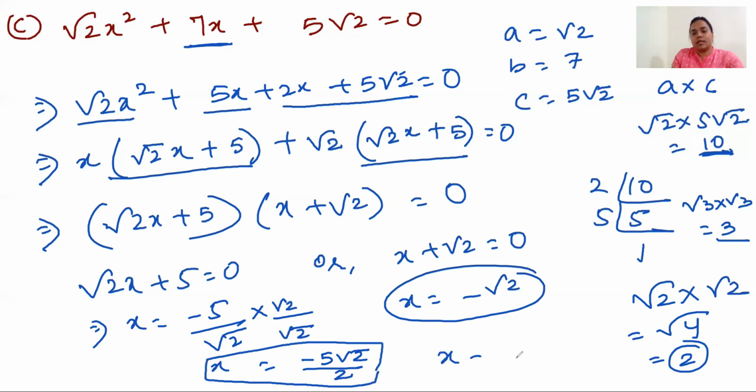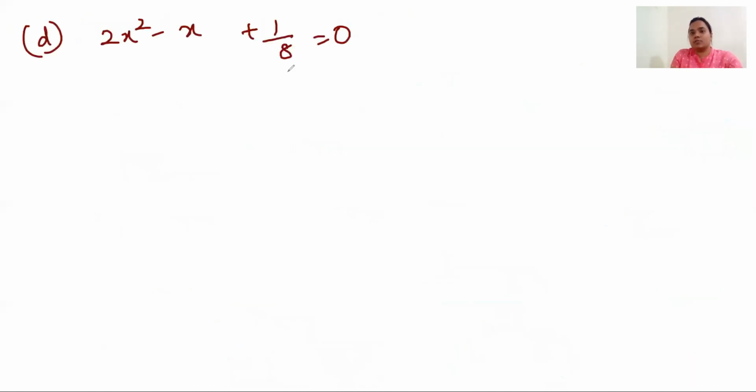and the second value is x is equal to minus root 2. Just remember, whenever there is an irrational number or a square root number in the denominator, we have to rationalize it. Fourth question, 2x square minus x plus 1 by 8 is equal to 0. In this we have a fraction. So first we will take the LCM.